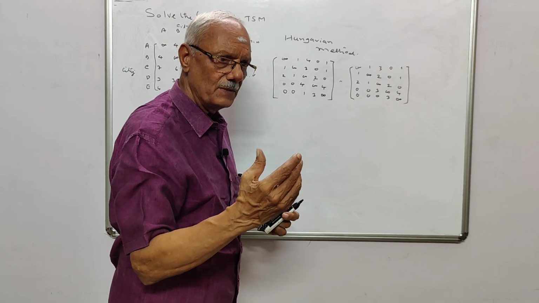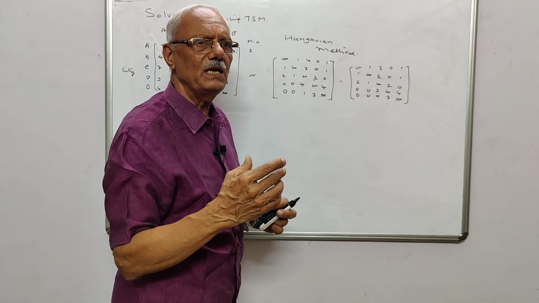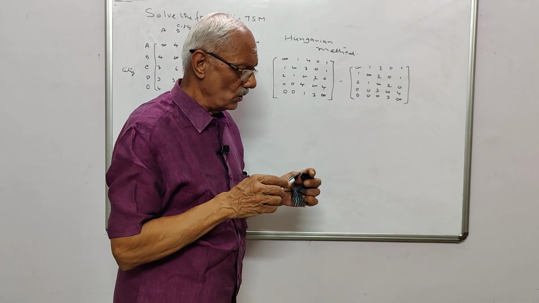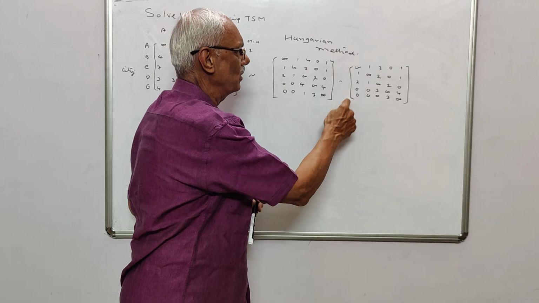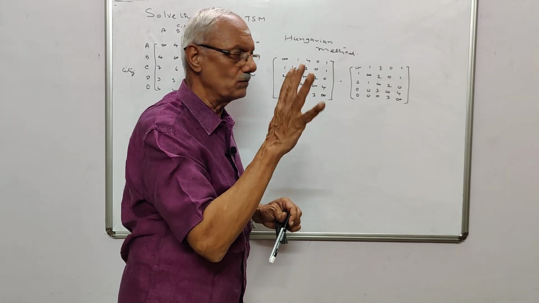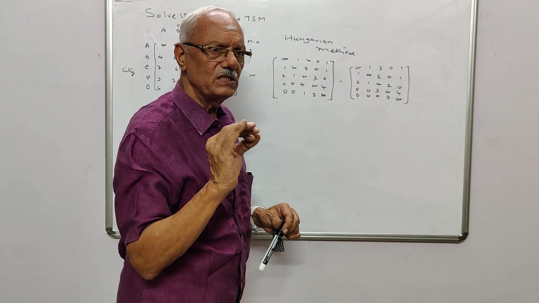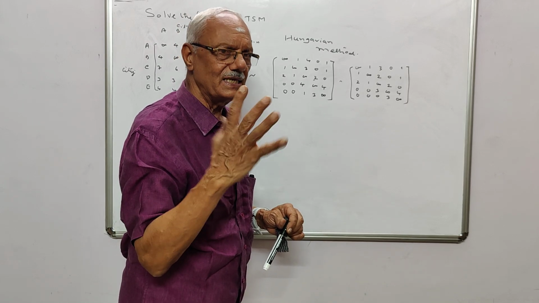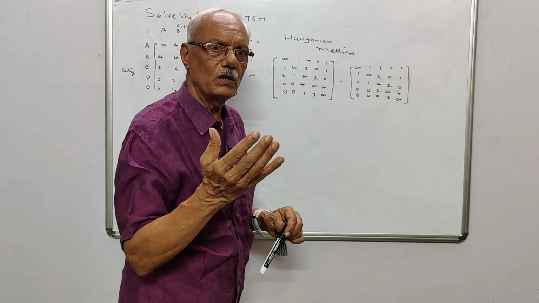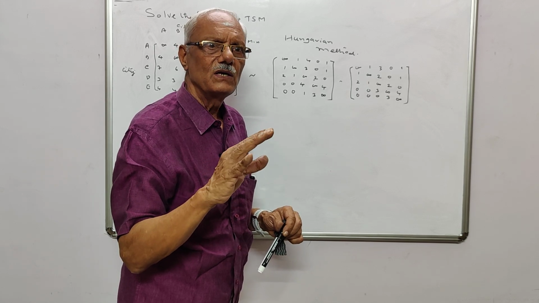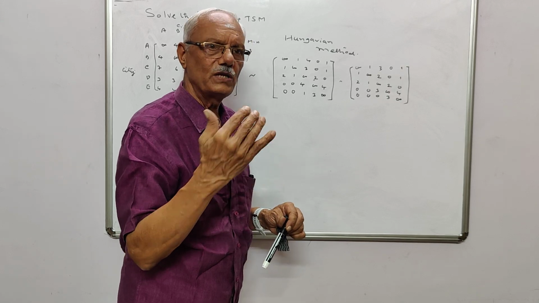After achieving that, start the assignment. What is the meaning of assignment? Understand that here A, B, C, D are the cities, places. Now, if there is one 0 in a row, assign it. If there is more than one, just leave it. Defer it. Defer means don't postpone it. Then go to the next row.